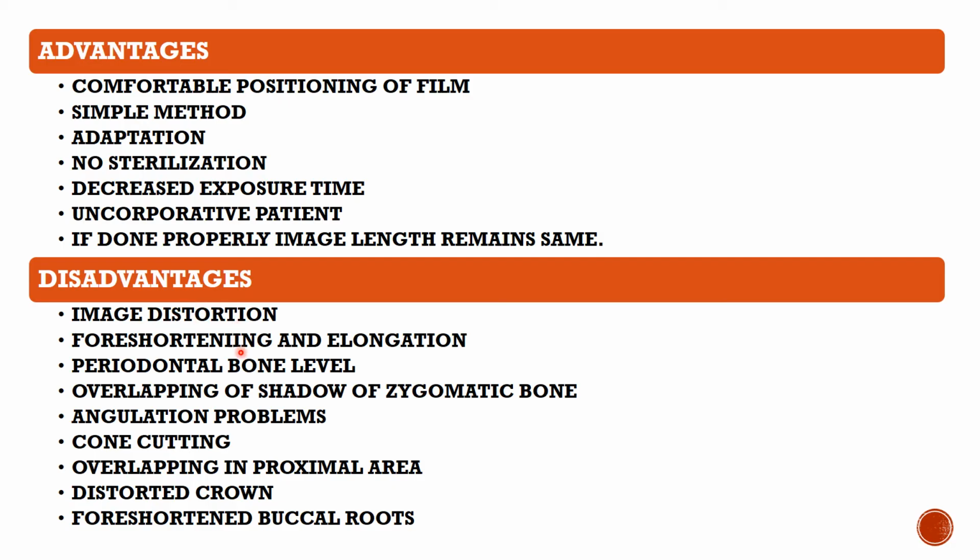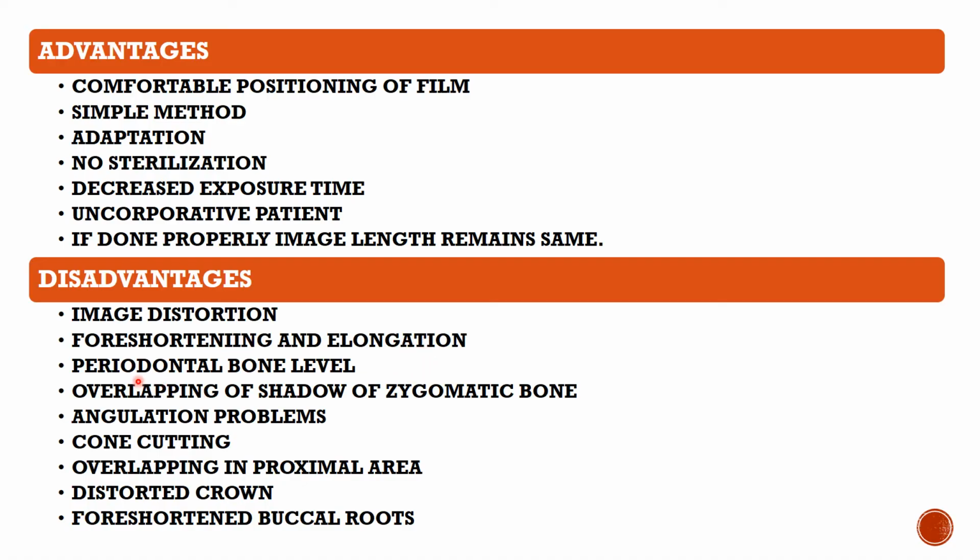So the various variables involved in the technique may result in a distorted image. Another reason behind this is that the film and the object are not parallel to each other, and because of that there can be image distortion. So there can be foreshortening and elongation, as we have seen in vertical angulation.